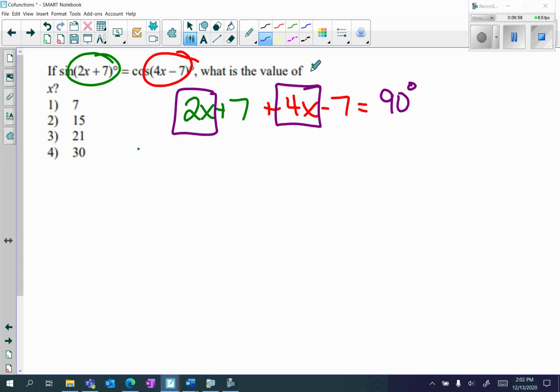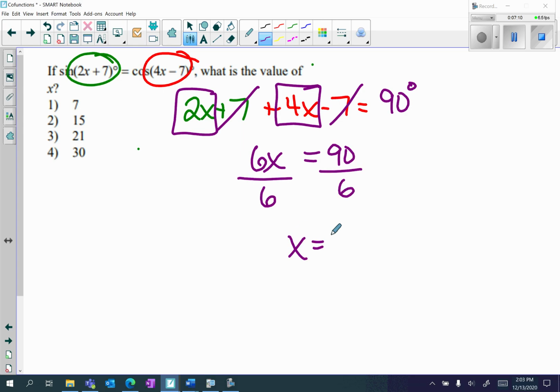Let's add like terms, so 4x plus 2x is 6x. 7 minus 7 goes away, so I'm left with 90. So divide by 6 on both sides. x is equal to 15. So choice 2 is my answer.